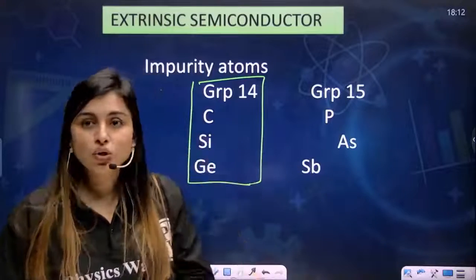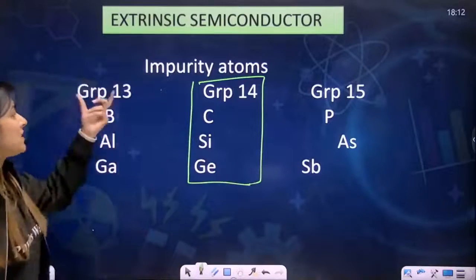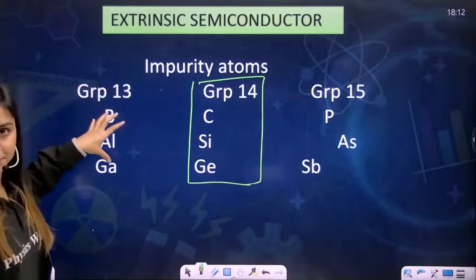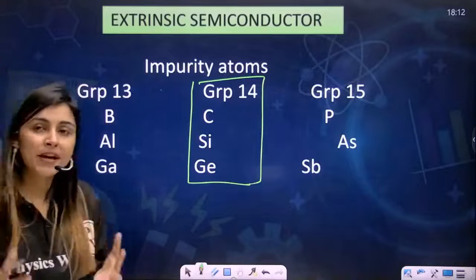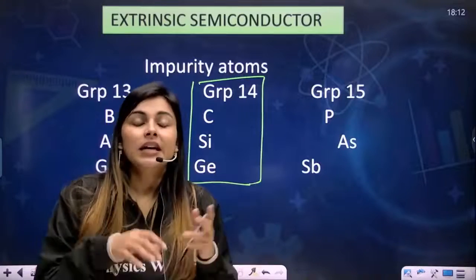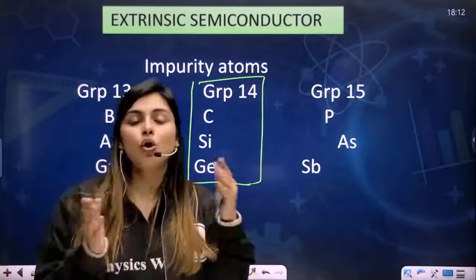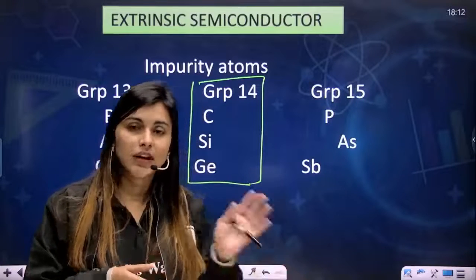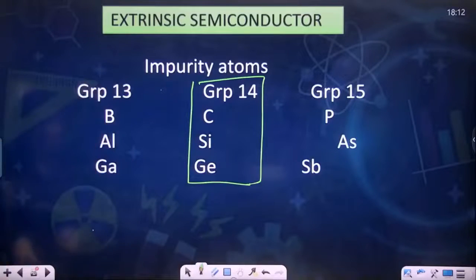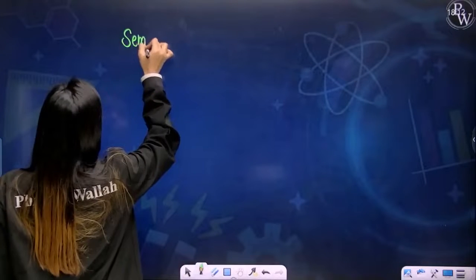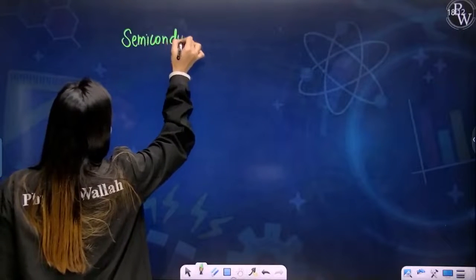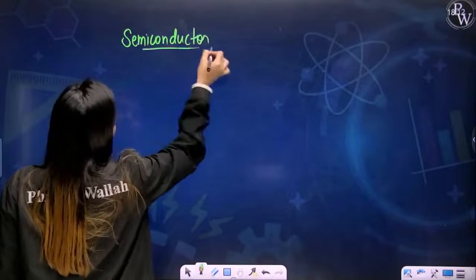Okay, what is doping? That is, we add some impurity or we add some element from group 13 or group 15, and based on which element we have added, it can be an N-type semiconductor or it can be a P-type semiconductor. Okay, so for understanding this, you need a little bit of understanding. Let's take a common example of a semiconductor from group 14. Let's say you have silicon.